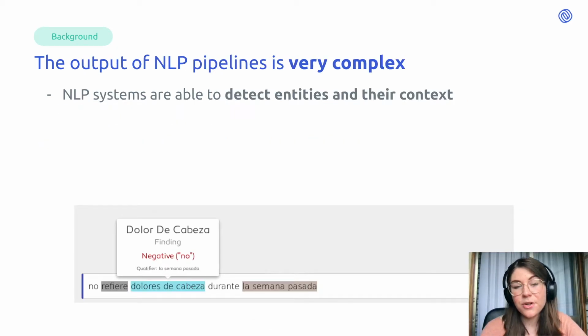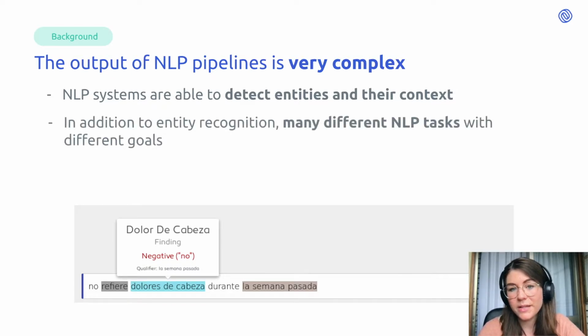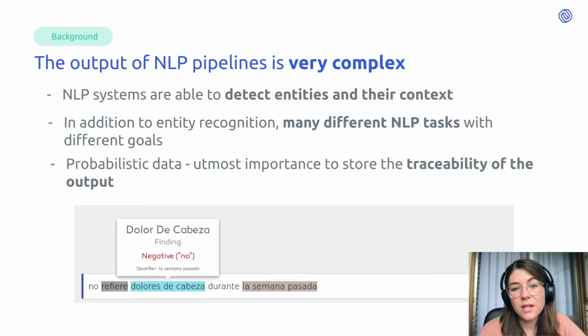So as I said before, NLP systems are able to detect entities, for example, pain, and their context. For example, he had no pain last week. In addition to entity detection, there are many other NLP tasks that can be performed on text, for example, translation, grammatical error correction, etc. Additionally, since what NLP systems detect are probabilistic data, it is very important to store the traceability of the data. For example, the version of the algorithm and the number of iterations. All of this makes the output of NLP pipelines very complex.